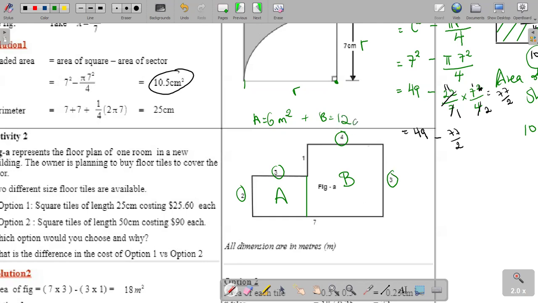So what's the overall area of this shape? The overall area of this shape would be what? What are we going to do with the 6 and 12 again? 18, excellent, 18 meters squared.